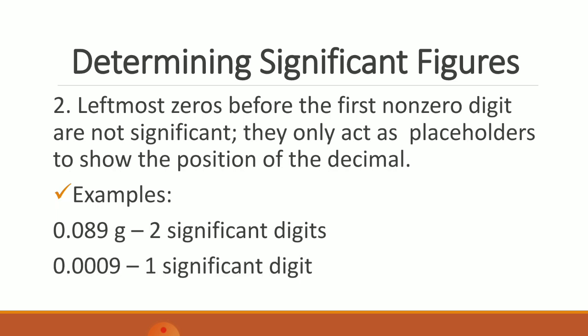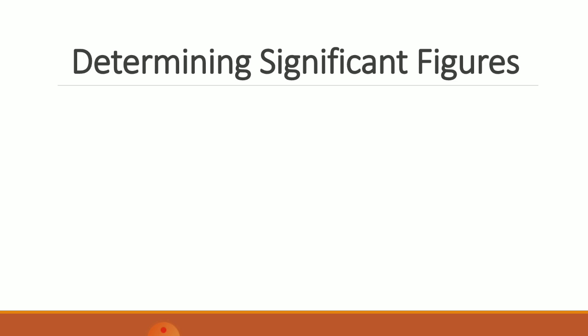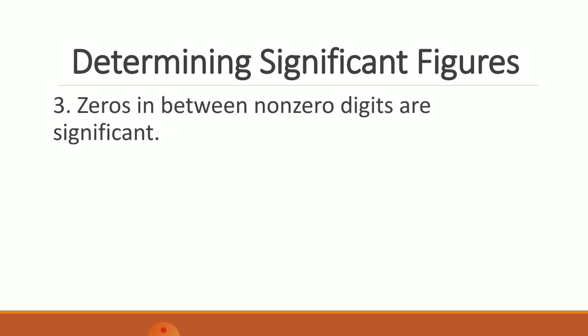Another example, we have 0.0009 has one significant digit, which is 9. So the 0 on the leftmost of the decimal point is not significant, and the zeros before the first non-zero digit, which is 9, are not significant. Next. So zeros in between non-zero digits are significant.